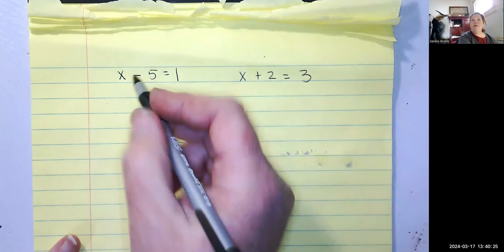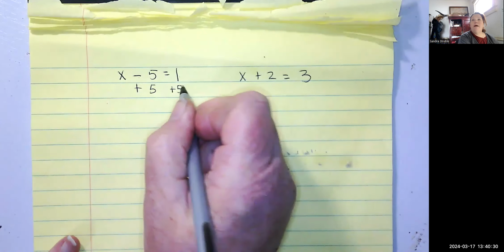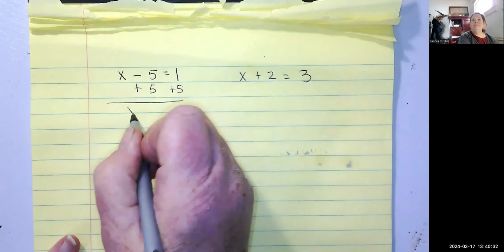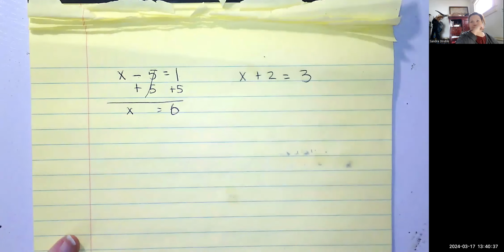5 is attached by subtraction. The opposite of subtraction is addition. So we would add 5 to both sides. So x is equal to 1 plus 5, which is 6.